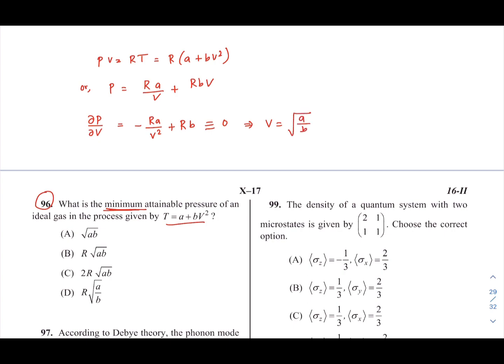Now let us find the minimum value of the pressure. P is RA divided by the square root of A by B plus RB times the square root of A by B, and that is R times the square root of AB and twice of that. So option C is the correct answer.